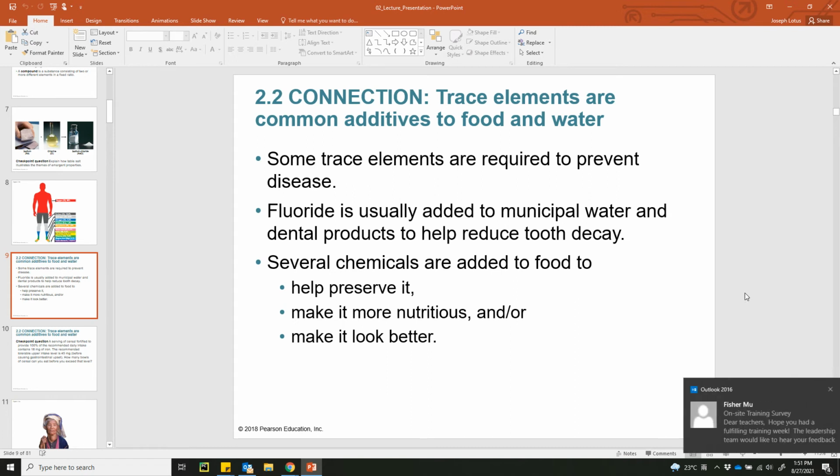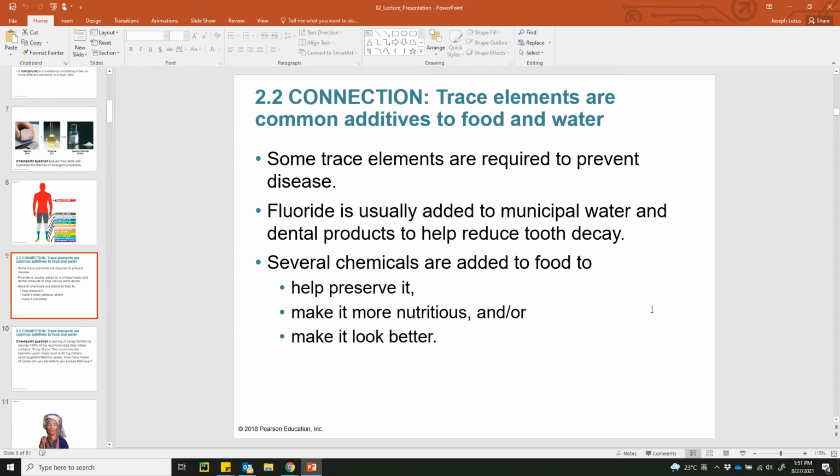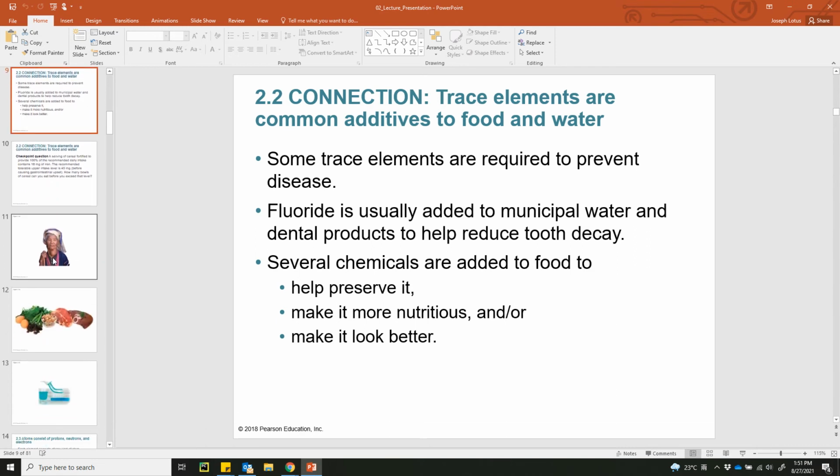In fact, we use a word called trace, and trace means that there's a very small amount. So there are trace elements that we need in our body to prevent disease. And we also need these trace elements just to help us be healthy. So when you're eating a lot of different foods, you're getting a lot of different vitamins, and those would be like the trace elements, for example.